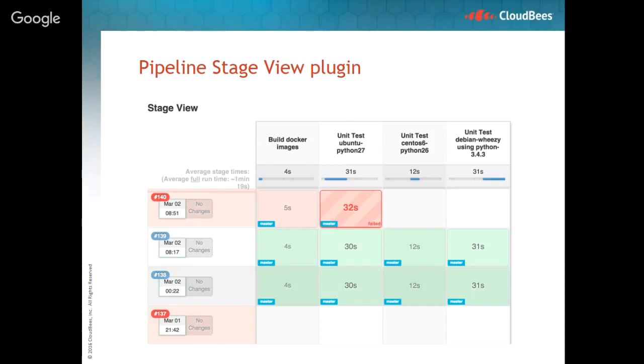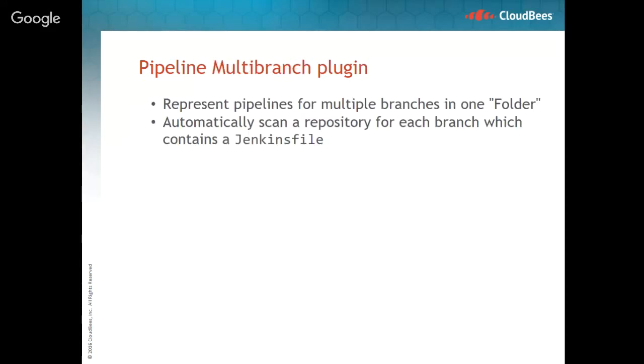Next is the pipeline plugin. And next, you can represent pipeline for multiple branches in one folder. If you have different branches within one folder, that option is available in pipeline as code. It quickly scans the repository for each branch which contains a Jenkinsfile. I've shown you the Jenkinsfile soon after I configured the pipeline. For each pipeline, it takes the Jenkinsfile and reads what should be done for that particular repository, whether it's going to build, test, or what the process should be. It takes that from the Jenkinsfile and deploys it.